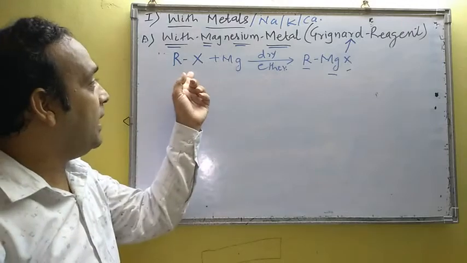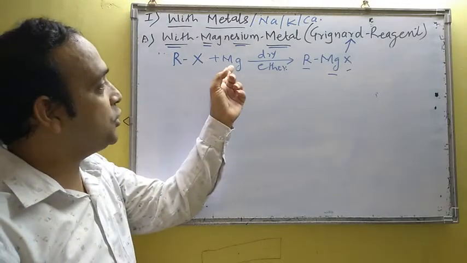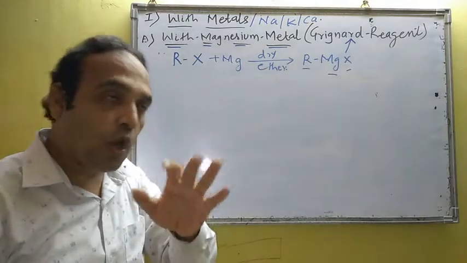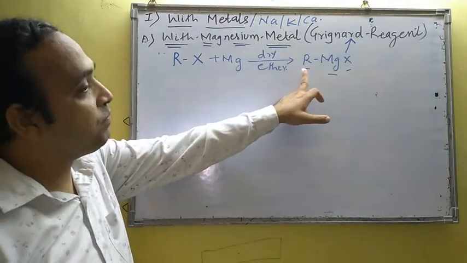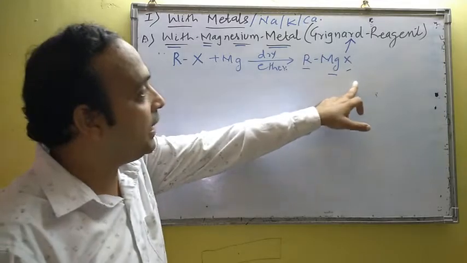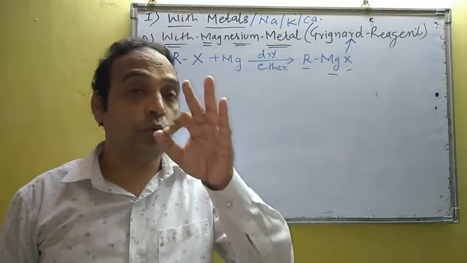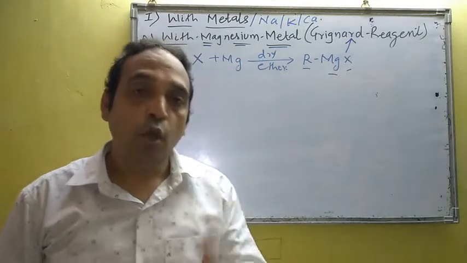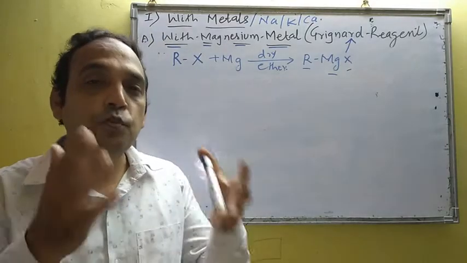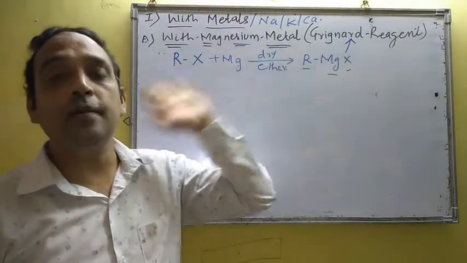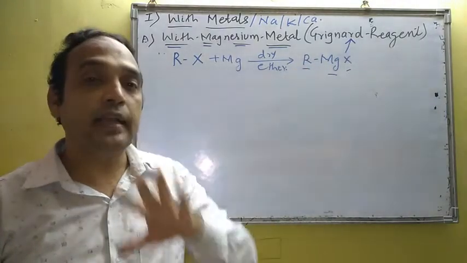So when alkyl halide is treated with magnesium metal in dry ether acting as a solvent, it will convert into alkyl magnesium halide, and this is known as Grignard reagent. So this question may be asked in your exam, what is Grignard reagent? ये question पूछा जाता है, what is Grignard reagent? So alkyl magnesium halides. और कैसा बनेगा Grignard reagent?